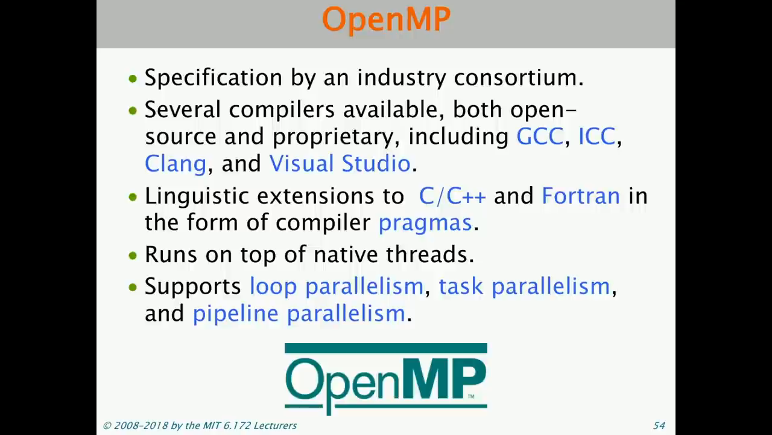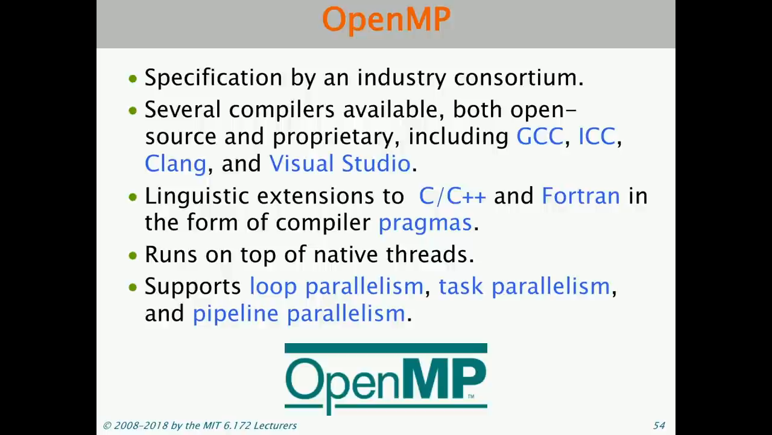OpenMP provides linguistic extensions to C and C++, as well as Fortran, in the form of compiler pragmas. You use these compiler pragmas in your code to specify which pieces of code should run in parallel. OpenMP also runs on top of native threads, but the programmer isn't exposed to these threads. OpenMP supports loop parallelism, so you can do parallel for loops. They have task parallelism, as well as pipeline parallelism.